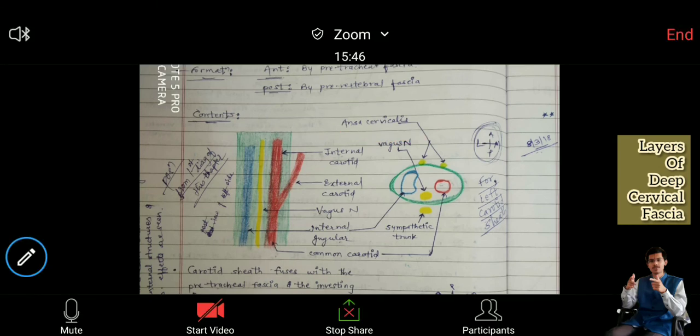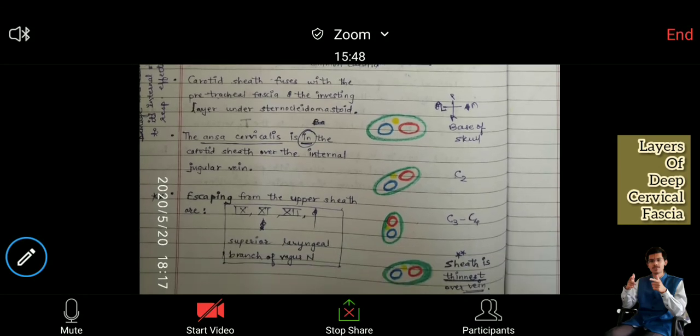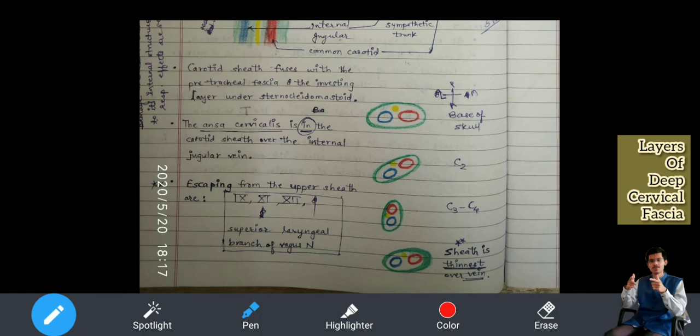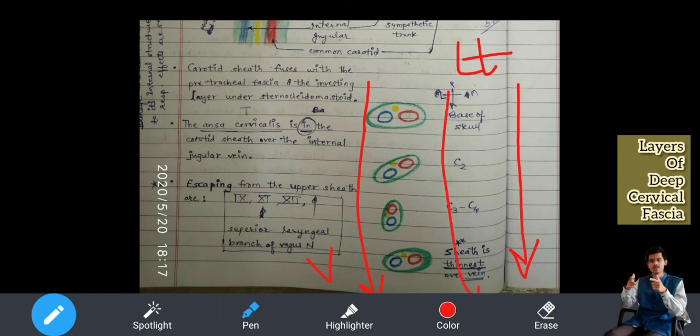And if you see this, at the base of the skull, this is the sequence. This sequence is about the left carotid sheath. The vein is on the outside, do you understand? The artery is on the inside, that is on the medial aspect. Hopefully you are getting it. So this is the sequence.